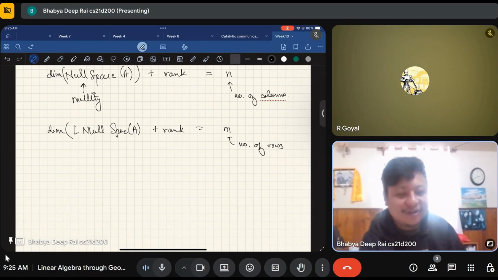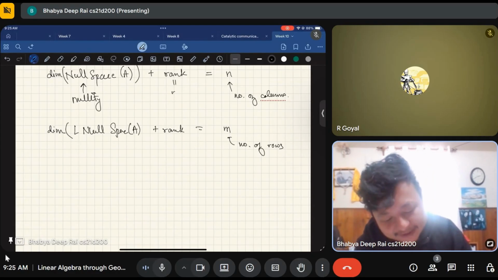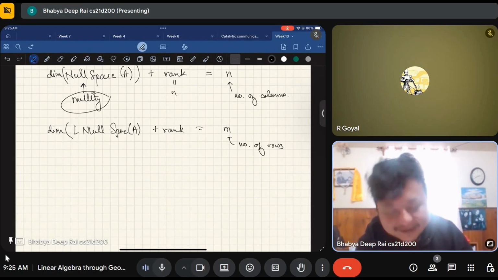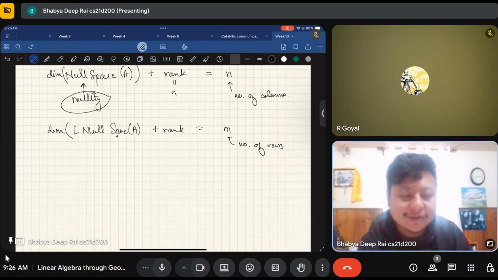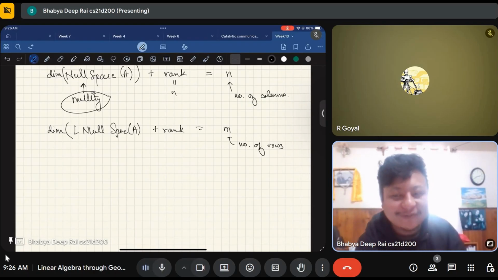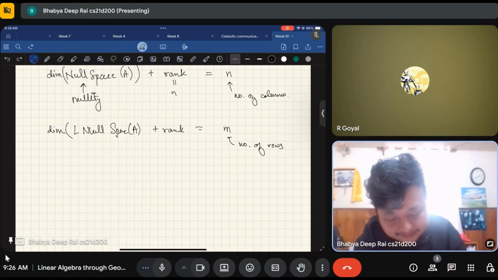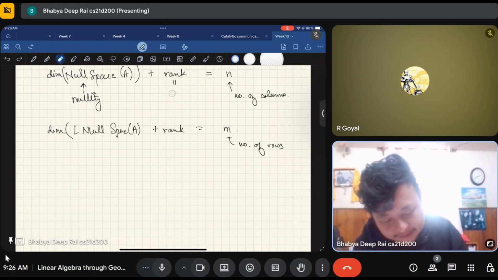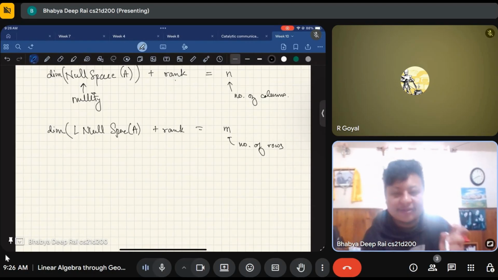Now, if the rank is full, that is rank is equal to n, then what is the nullity? Nullity is zero. So an alternate way to test if there is a unique solution is to check whether the dimension of the null space, or nullity, is zero. So nullity is a measure of that.